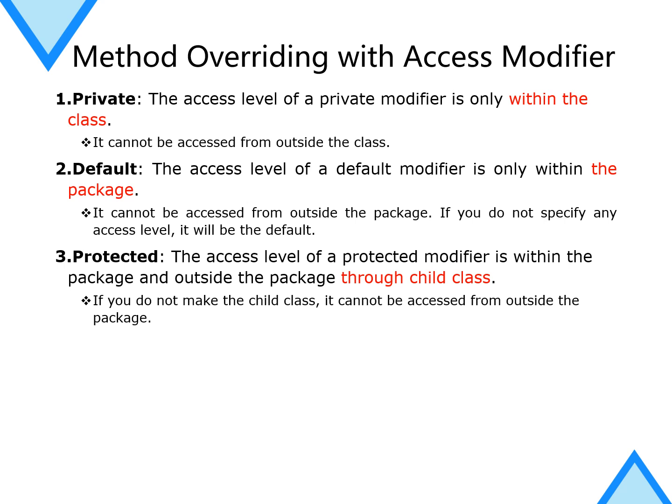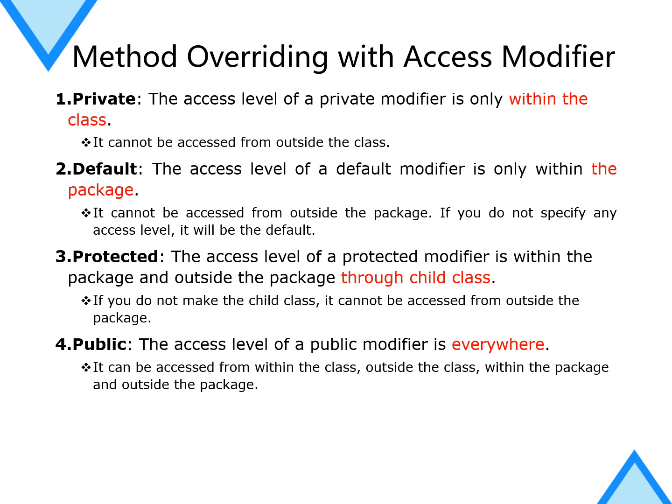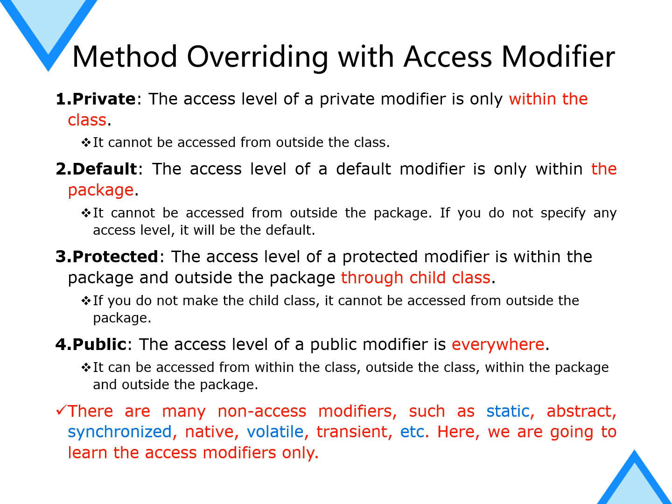So if you want to allow them to be accessed from outside the package and outside the class, then you keep them protected and you make a child class. Then you can access the member function and the data member from outside the package and outside the class through the child class. And if you keep the access modifier public, it means it can be accessed anywhere. It can be accessed outside the package and outside the class. So these are the four access modifiers: private, default, protected and public.